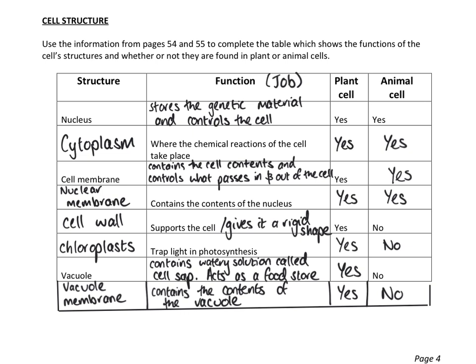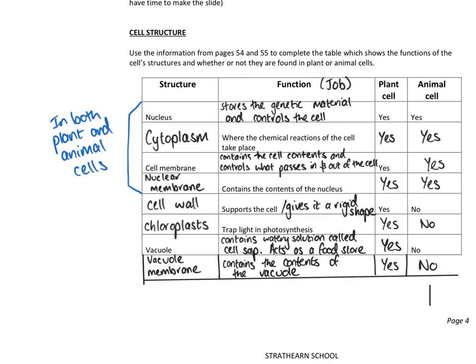So what you can see is that the first four parts of the structures in this table are in both animal and plant cells. So you may want to write that at the side of your table, or highlight them in a particular colour: nucleus, cytoplasm, cell membrane and nuclear membrane. Those parts are in both plant and animal cells. And then our final four, our cell wall, our chloroplasts, our vacuole and our vacuole membrane, those are in plant cells only. So you may want to highlight those in a particular colour, maybe the likes of green, to remind you that it's in plant cells only. So the cell wall, chloroplasts, vacuole and vacuole membrane are in plant cells only.